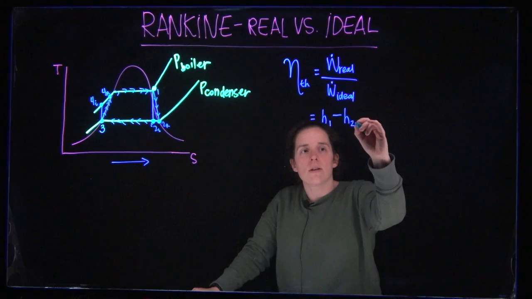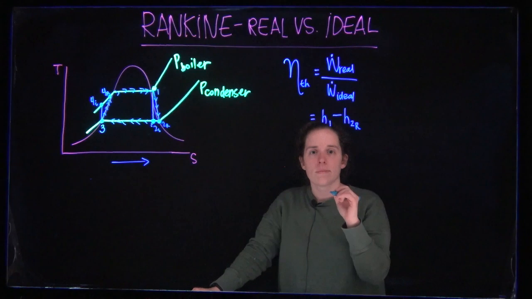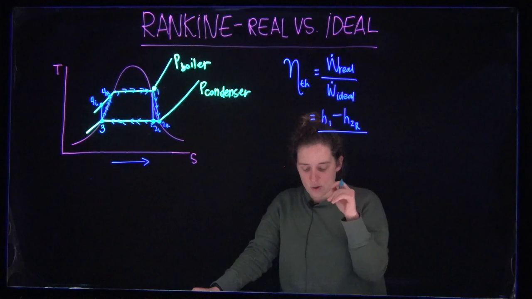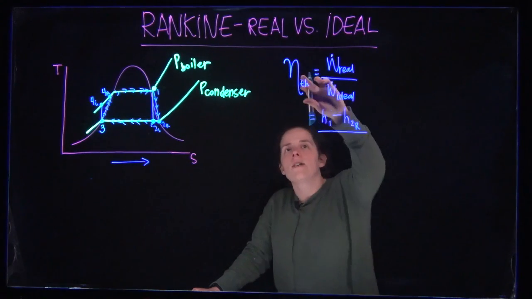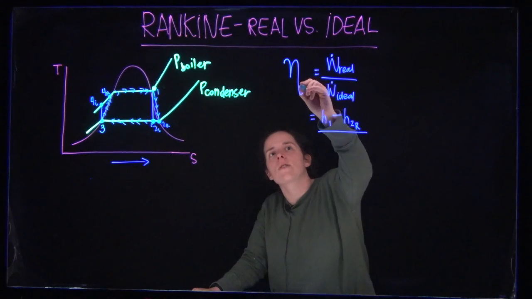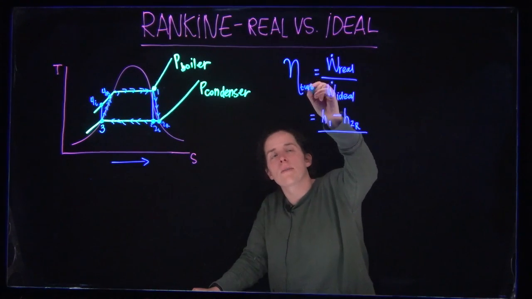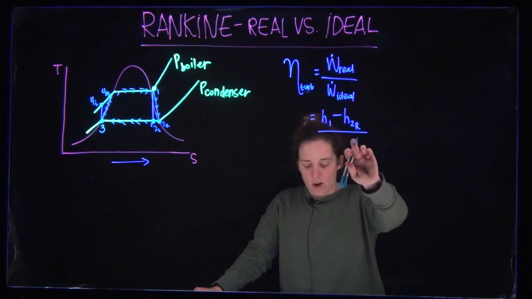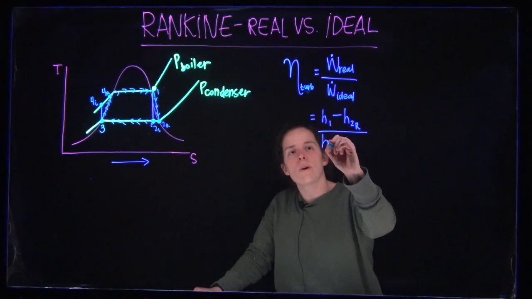And if it's real, we're going to put the R there. And then that is going to be over, I should put this as turbine. Let's write this specifically as turbine. So remember, this is just for the turbine. We'll talk through what it looks like for the pump. But this is just for the turbine. So H1 minus H2 real over what it was ideally.